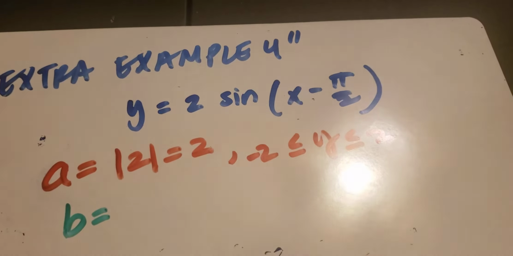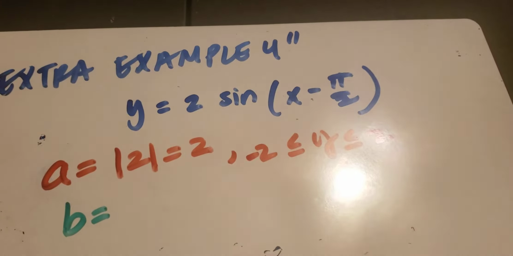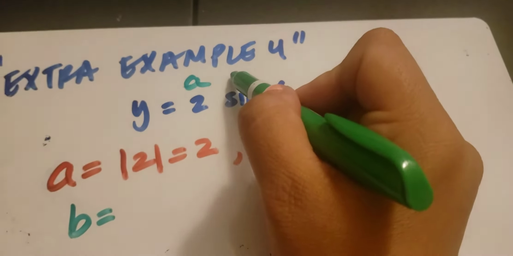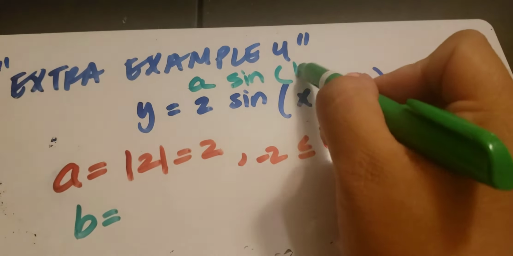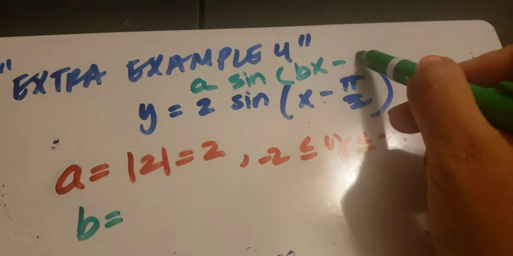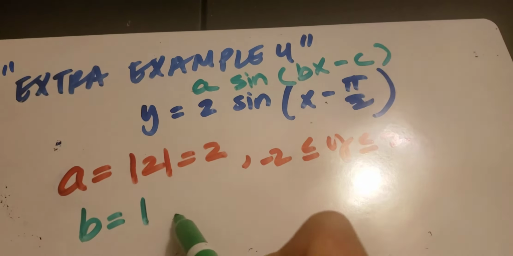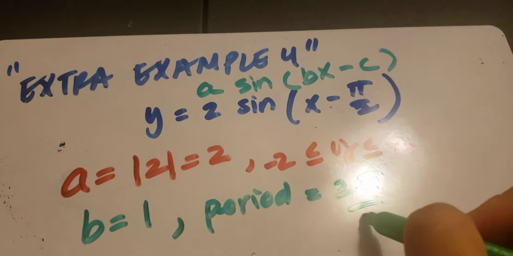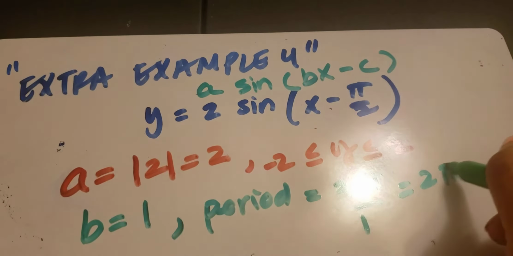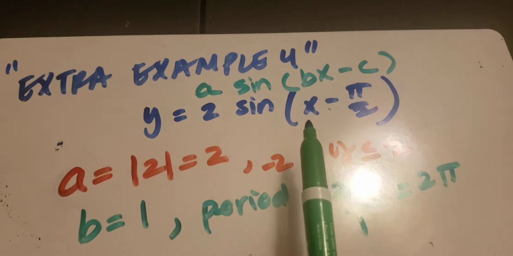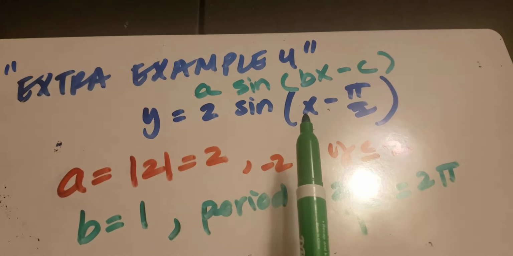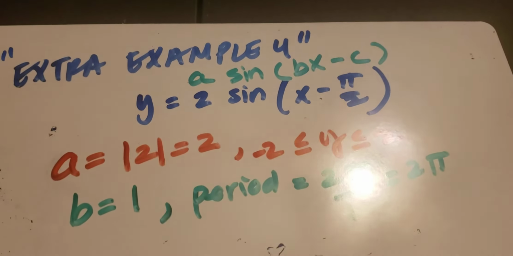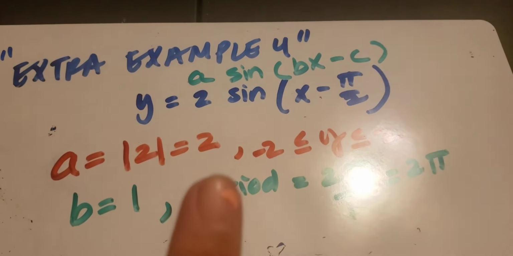So our B is actually going to be 1 right here. Because remember, let me write it down so you know. A sine of bx minus c. Okay, so our B is actually 1. So to get our period, we do 2 pi over 1, which is just 2 pi. Okay, remember it's 2 pi over B. And that's why earlier I would tell you guys our period is 2 pi when you didn't see a value. Okay, all right, so we have our period, we have our amplitude.